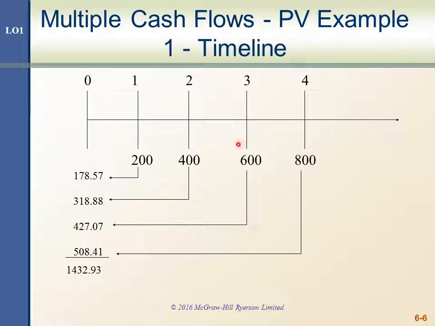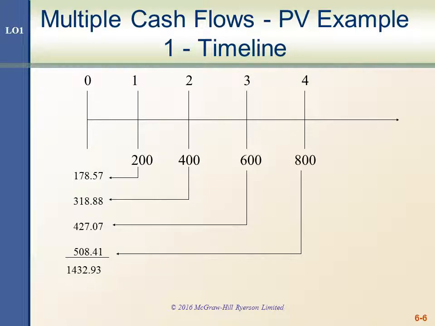Similarly, for the cash payment at time equals 2 of $400, in order to calculate its value at time equals 0, I take $400 and divide it by 1.12 to the power of 2, because I've got 2 compounding periods. That is, I've got to bring it back 2 periods in order to get there. So I end up with a value of $318.88. I can do the same thing for time periods 3 and 4 and end up with a present value of those 4 cash flows equal to $1,432.93.